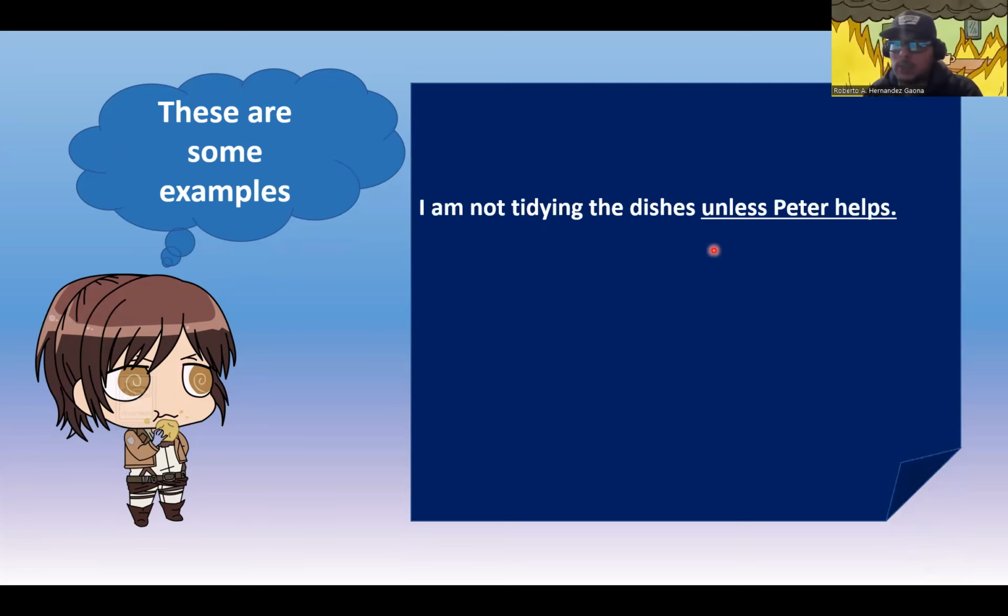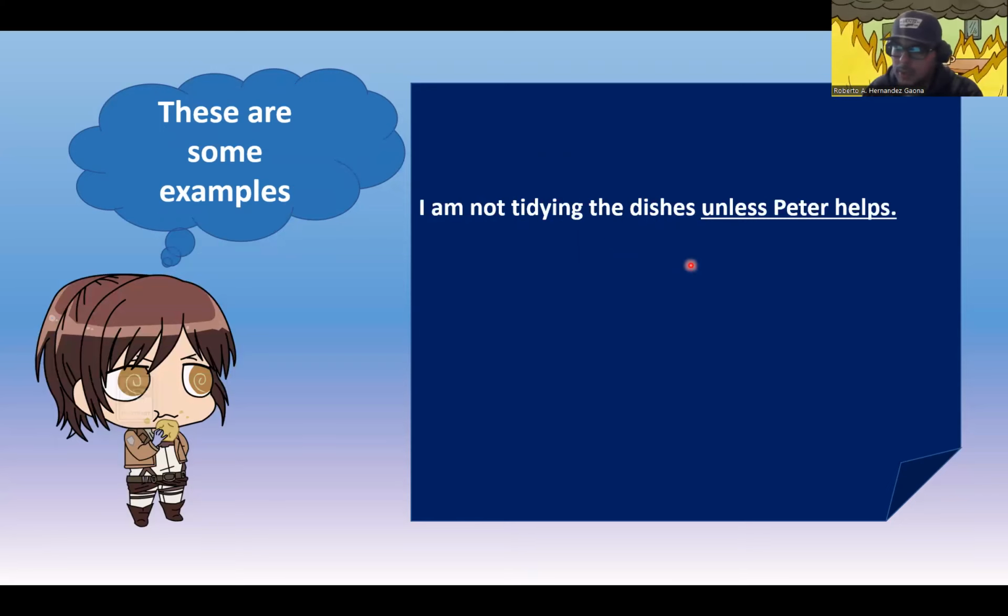So right here we have two clauses. The dependent clause is unless Peter helps. Why is that dependent? Because if we just say unless Peter helps, that is not a complete idea. You're going to be wondering what's going to happen unless Peter helps. Like what's next? Give me all the information. So that's why we have this other idea, I'm not tidying the dishes, to help all of this make sense.